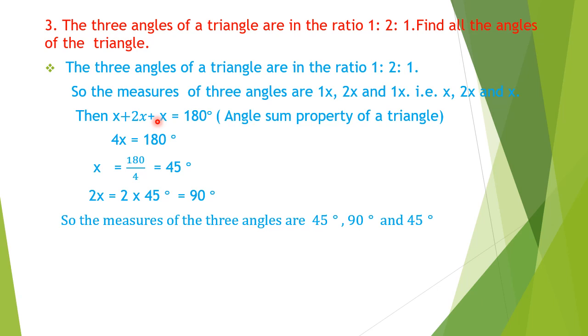So with that 4 we have to write x: 4x. 4x is equal to 180 degrees. Therefore x is equal to 180 degrees divided by 4, which is equal to 45 degrees.